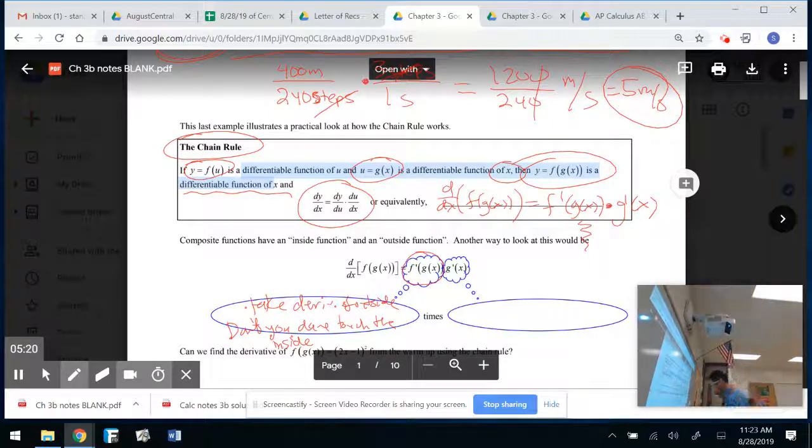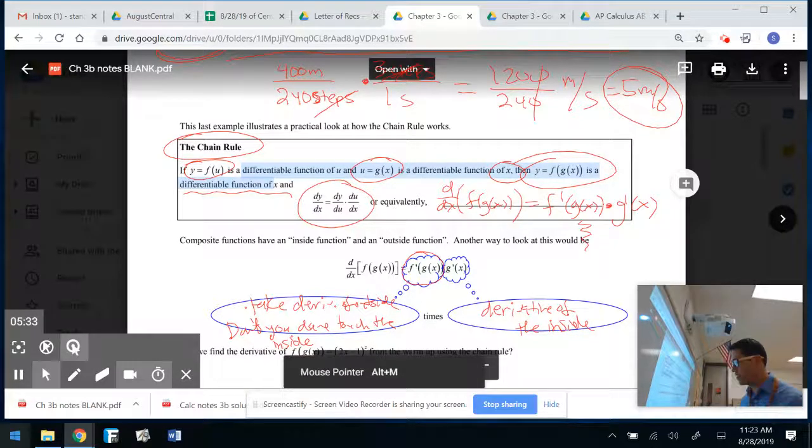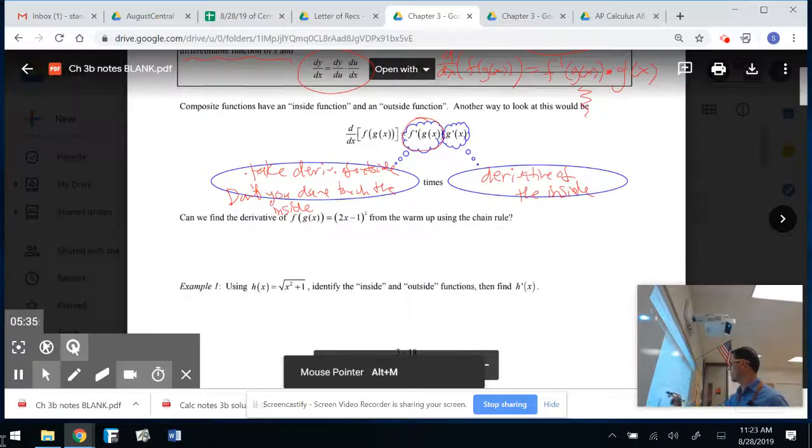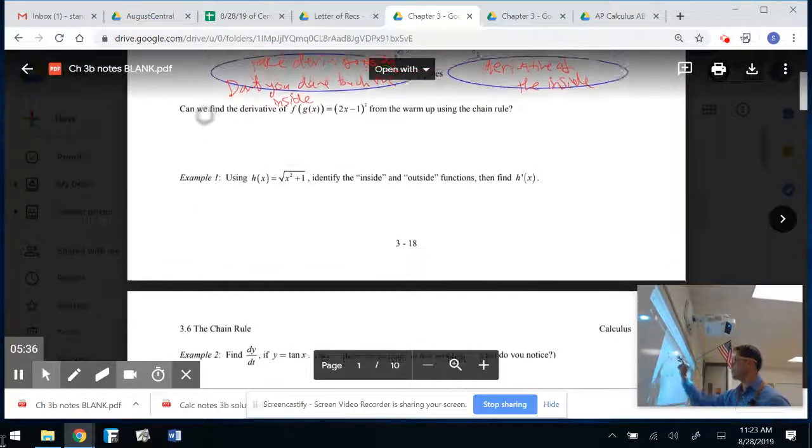Okay, and then after we do all that, we take the derivative of the inside. So we're going to practice some of these bad boys. It's kind of like practice makes perfect here. If something's not good or you need a little bit of extra time, go ahead and take some extra notes. All right, here we go.